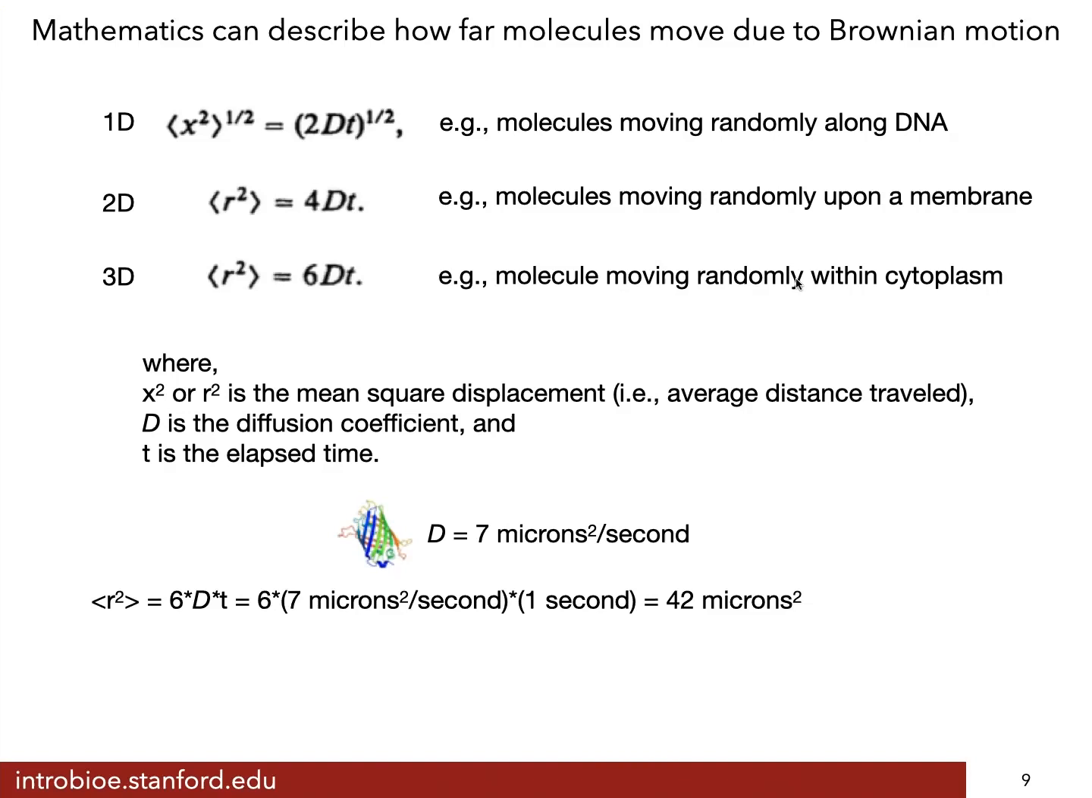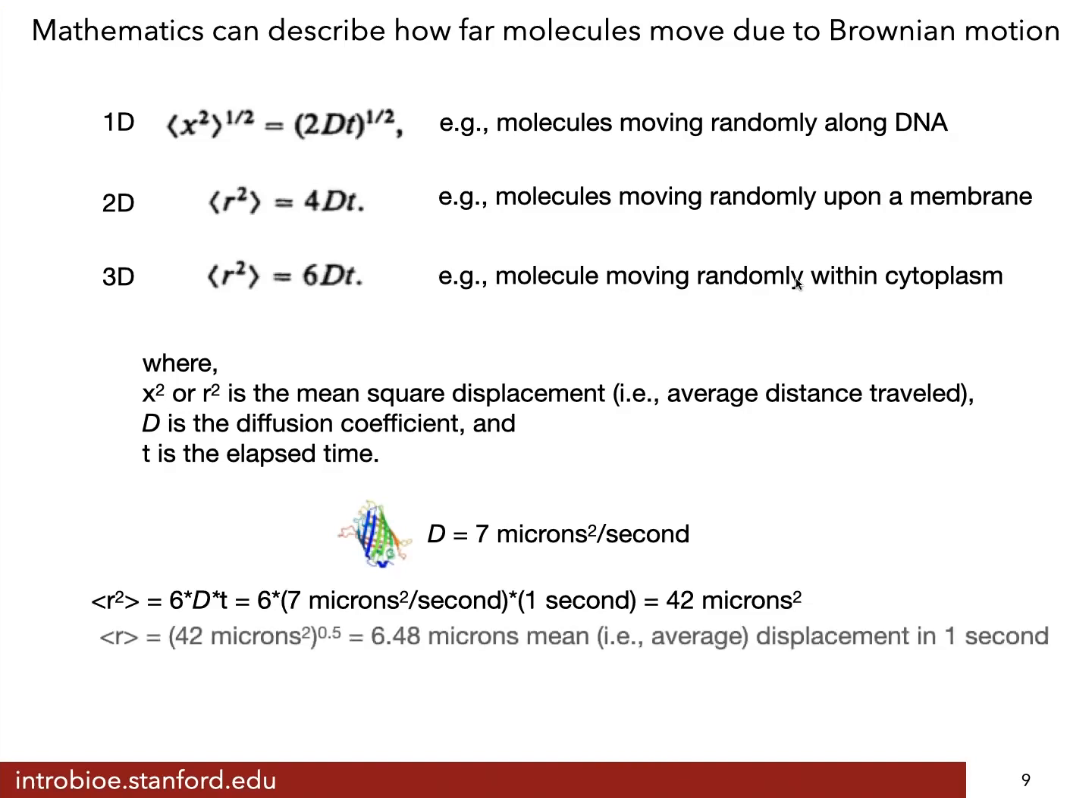We want to turn this into just microns, or millionths of a meter. And so we need to take the square root of 42, which is about 6.5 microns. A protein of the size of green fluorescent protein, a relatively typical protein in cytoplasm, everything else being equal for bacteria at room temperature, maybe body temperature, in a second, it'll go about 6.5 microns.